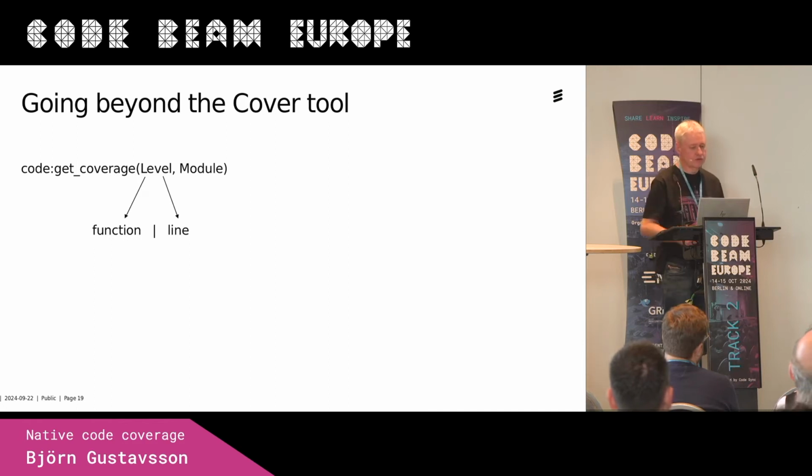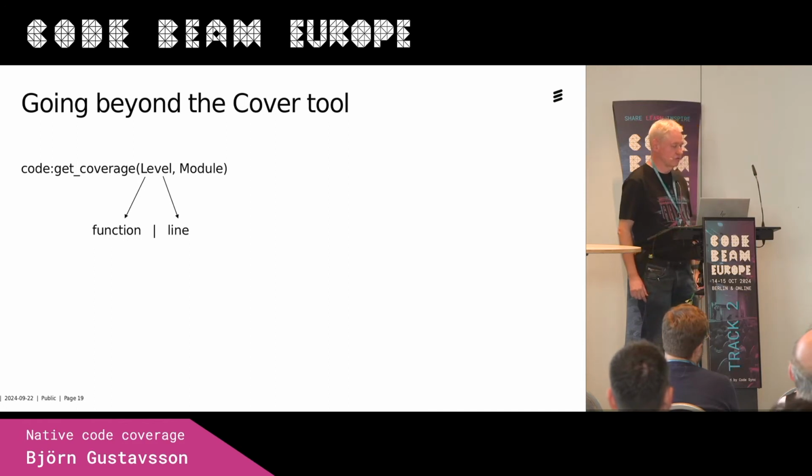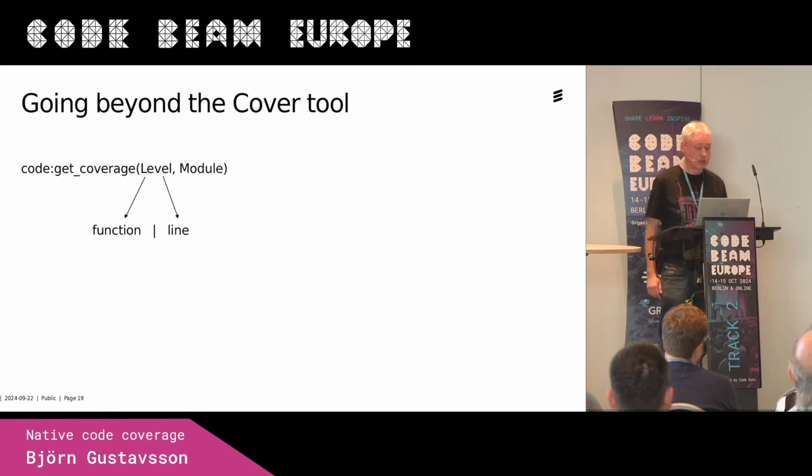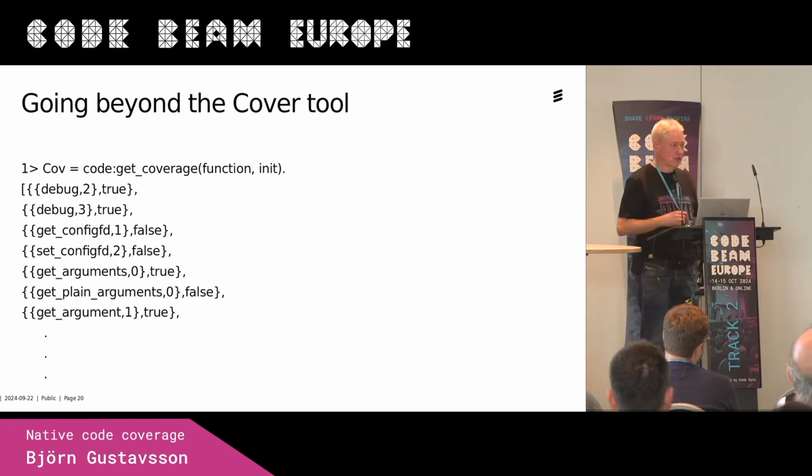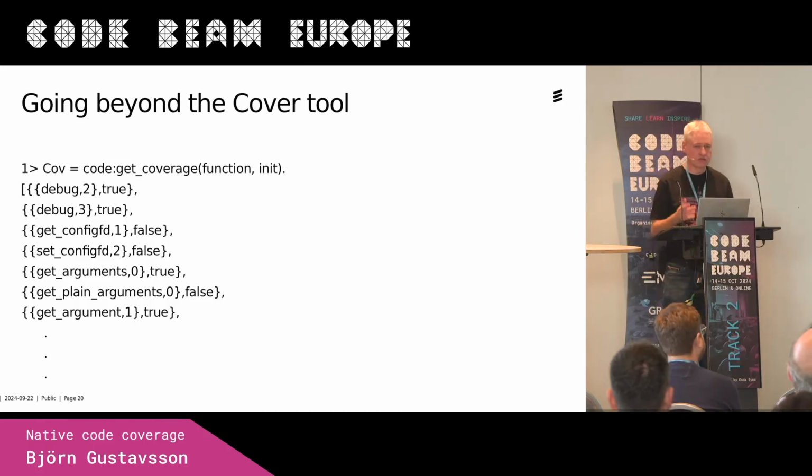And when we start a runtime system, we can read out coverage information for any module using this BIF, code:get_coverage. There is a level that can be function or line, and then we give the module name. So here I show it for the init module. This is the very first module that executes when the system starts up, and it's obviously not possible to use the cover tool to find coverage for that, because the cover tool is not running.